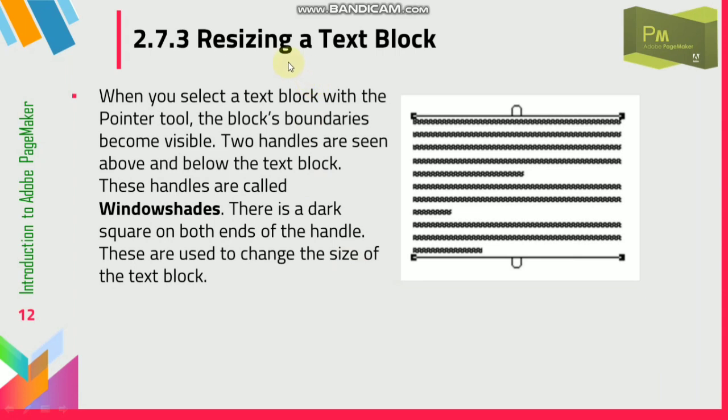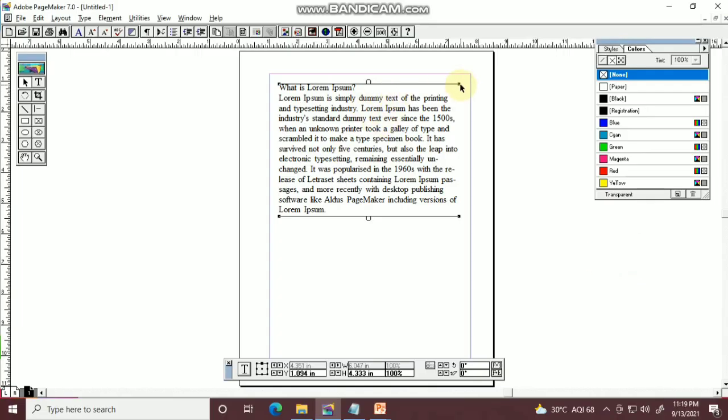The next one is resizing a text block, which is in 2.7.3. Here in this block you have one more question: the handles which are seen above and below the text block are called window shades. This is one more question, you just underline it. What do you mean by window shades is, in a text block you are seeing a black square mark, right? So this one is called your window shades. Above and below you are seeing 4 black squares, which are called window shades.